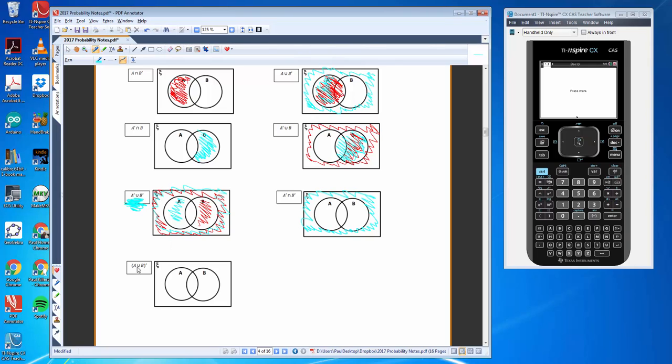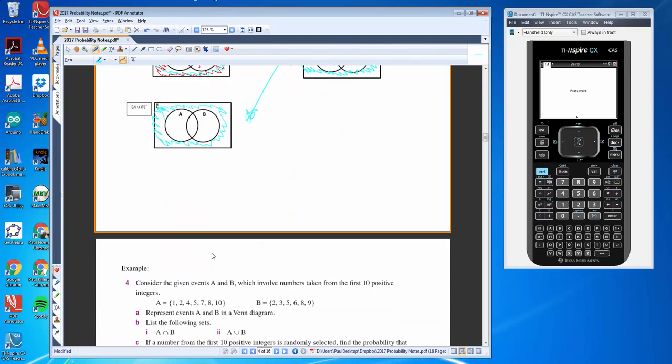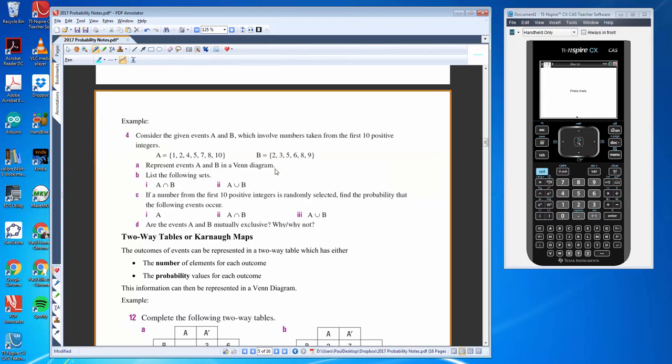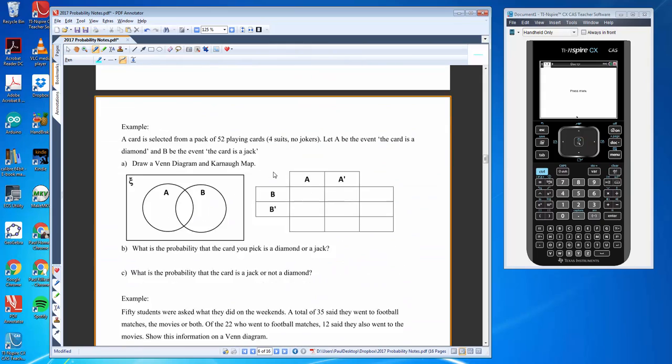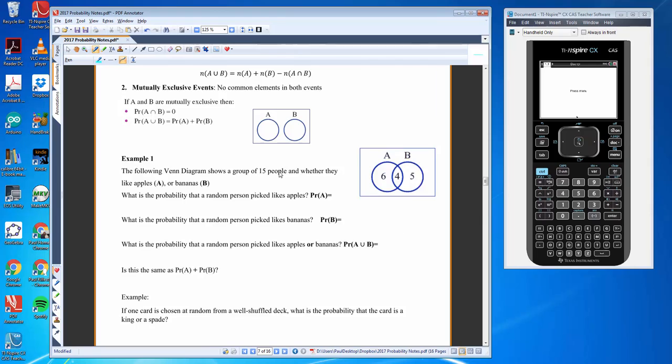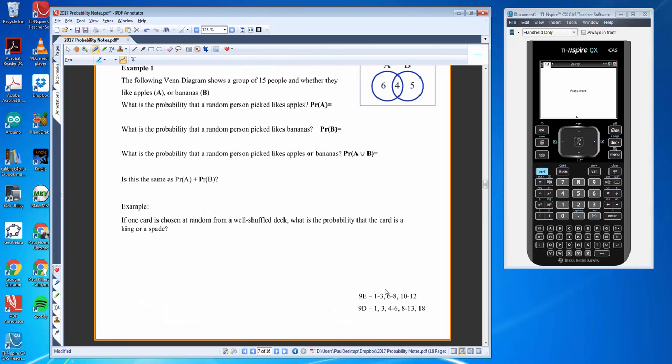Okay, and the very last shade is not A union B. Now we know that the union is that, so it is A only, the intersection, and B only. So not that means everything other than the union. So that would be the final shading. And you note that that and that are exactly the same. So that's the shading, and what you're going to do then is apply that to a bunch of different circumstances. Once you've done that, have a go at doing the questions from 9E.